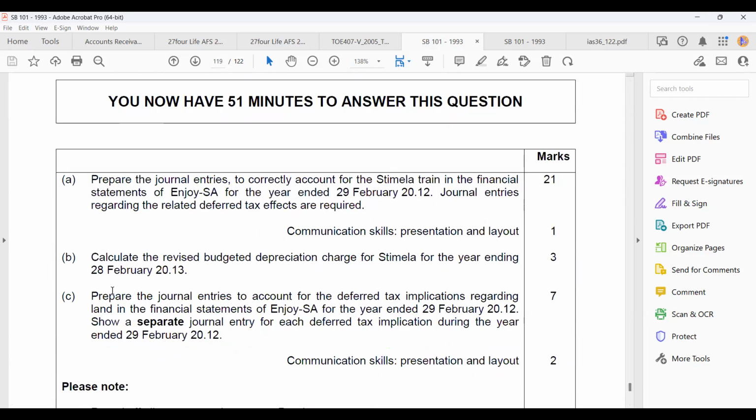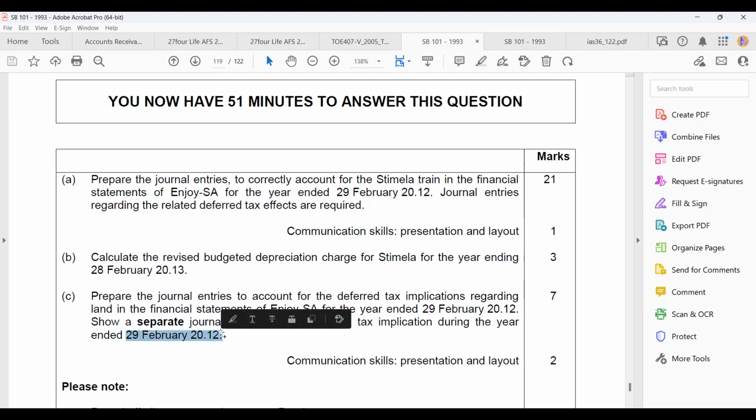Okay, so we're going to do part C. Prepare the journal entries to account for the deferred tax implications regarding land in the financial statements of Enjoy SA for the year ended 29 February 2012. Show a separate journal entry for each deferred tax implication during the year ended 29 February 2012.